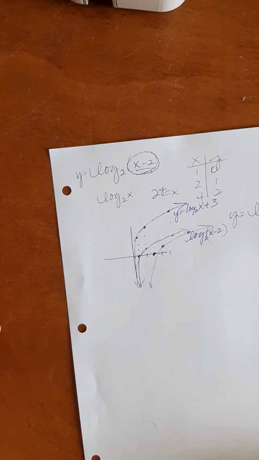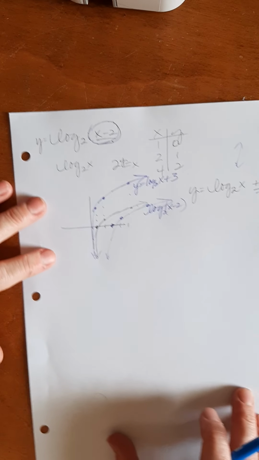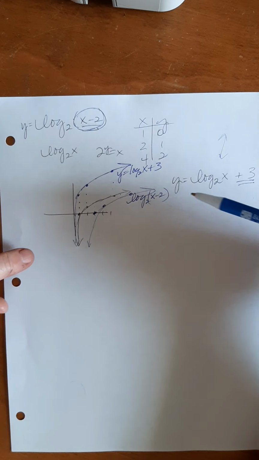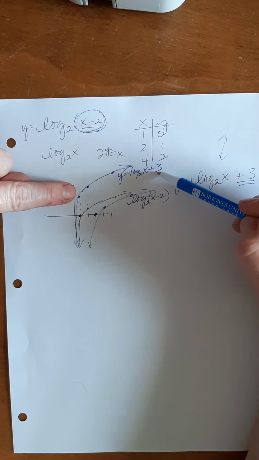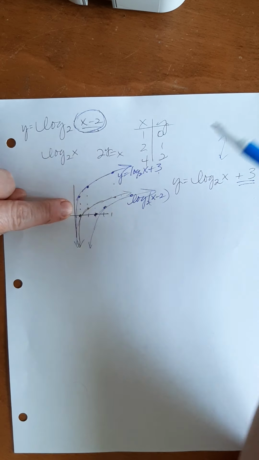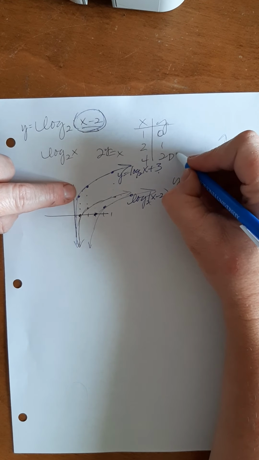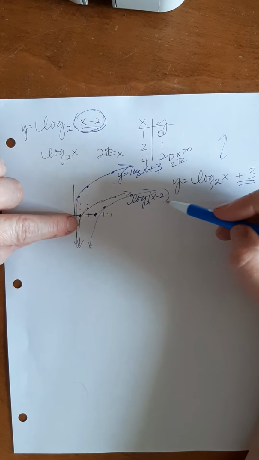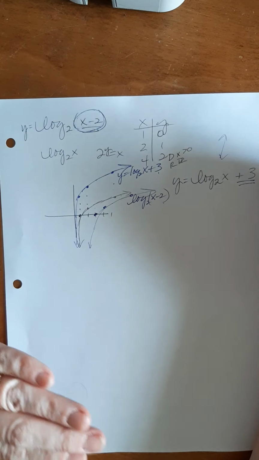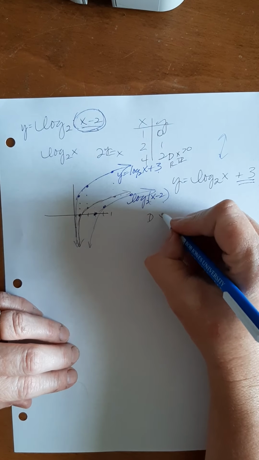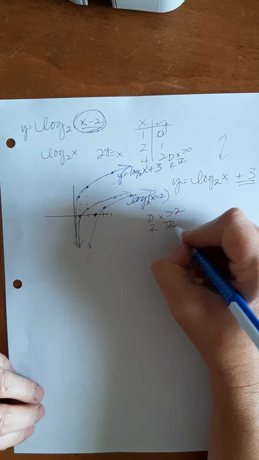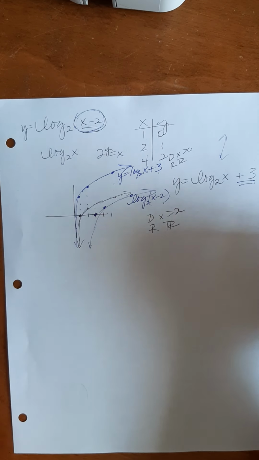You can also plug in. And of course, like anything, they can get weird, but that's the basics to get you going. On this one, just shifting it up or down, the domain and range are still the same. Domain is x greater than 0. Range is all reals. On this one, since we shifted 2 to the right, domain is x greater than 2. Range, of course, is still all reals.